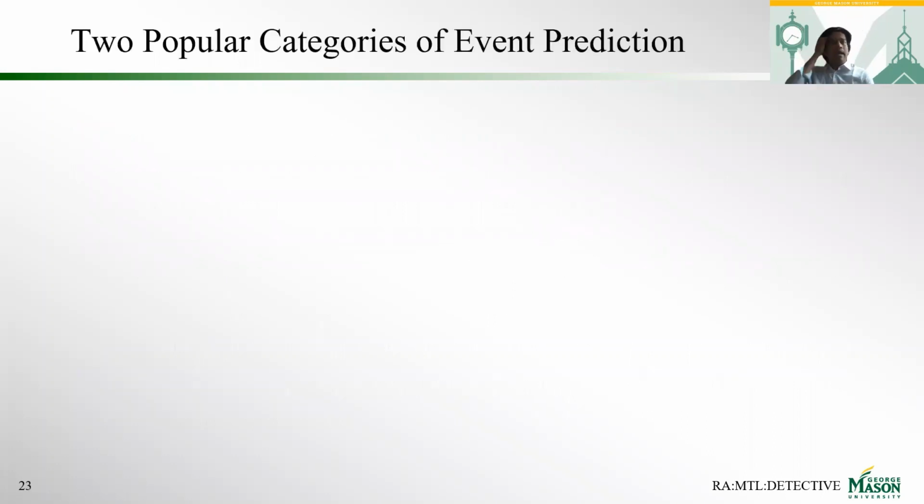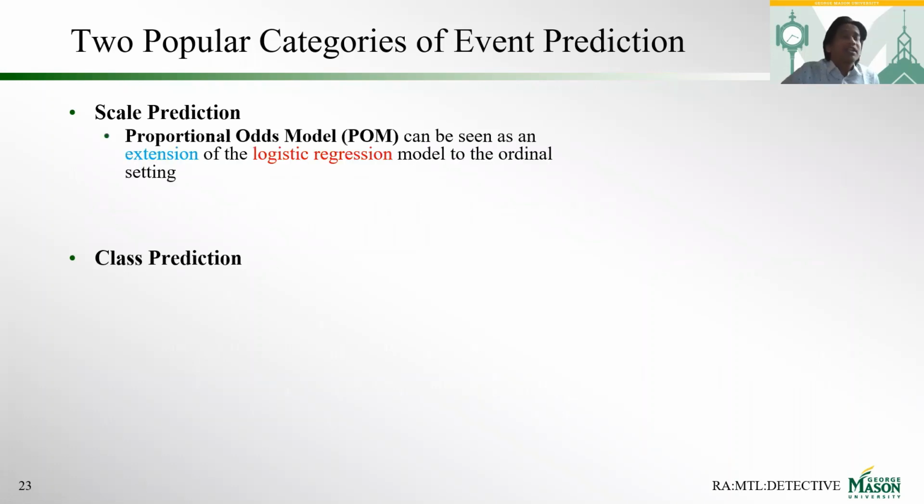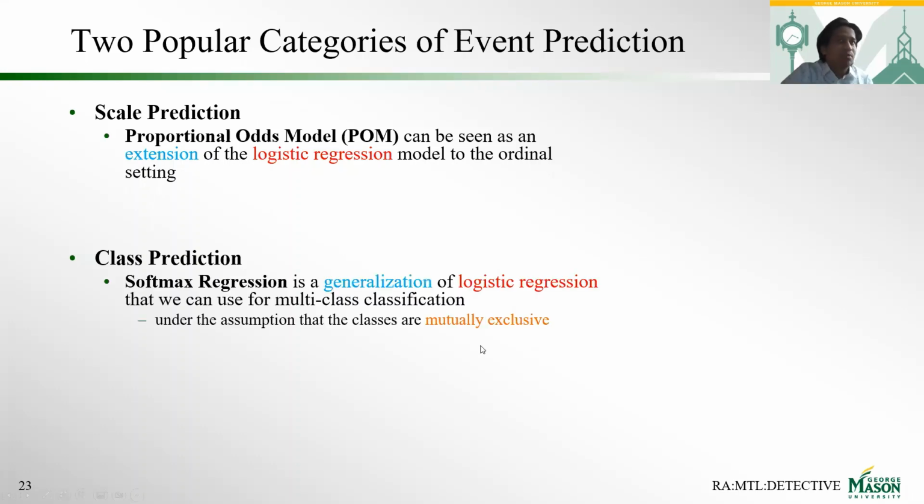Now, among those related works, there are two popular categories of event prediction. One is scale prediction, another is class prediction, right? For scale prediction, take one example like the proportional odds model. It can be seen as an extension of the logistic regression model to ordinal settings. For class prediction, you can think about softmax regression. It is a generalization of logistic regression that we can use for multi-class classification, under the assumption that the classes are mutually exclusive, but here the classes are not mutually exclusive.